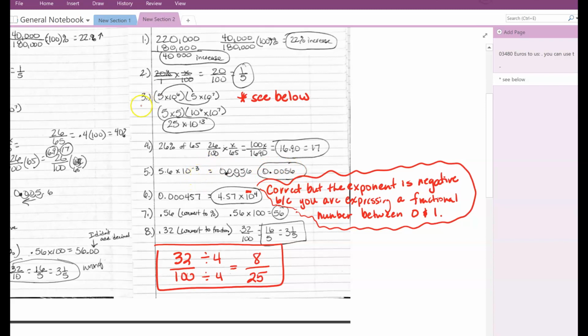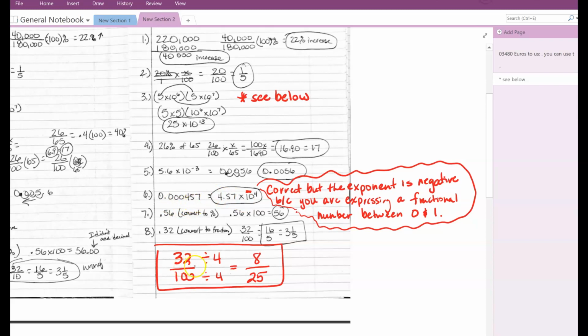As opposed to number 3, that number was larger than 1, a 25 with 13 zeros. That number has a positive exponent in scientific notation. So I hope that clears it up for number 6. But yes, you did move the decimal in the right direction and the right number of places.